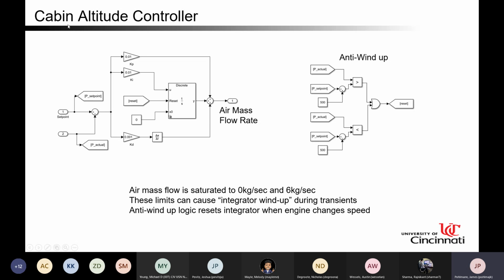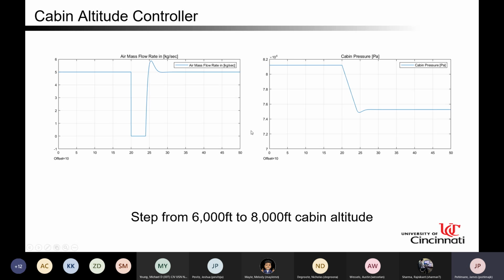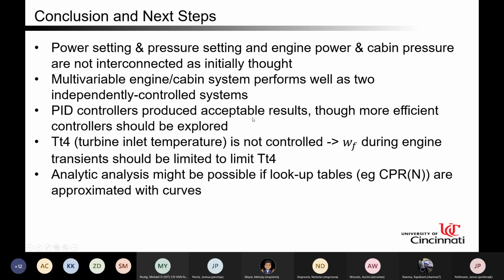Altitude control was also done with a PID controller. Here is the mass flow rate of air and the cabin pressure setting going from the upper limit to the lower limit. So power setting and cabin pressurization setting are not as interconnected as initially thought. Our two systems broke down into two independently controlled systems very well.